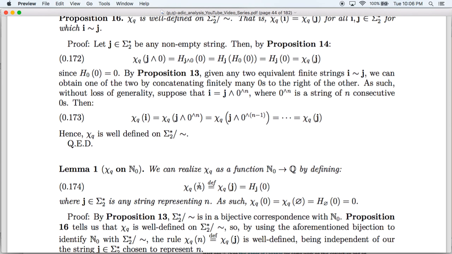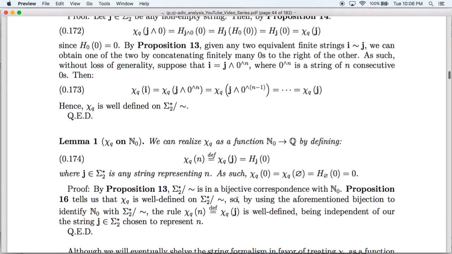This then allows us to define chi q as a function on the non-negative integers, where we define chi q of n is chi q of bold j, where bold j is any string representing n. In particular, we are treating the empty string as representing 0. This then tells us that chi q of 0 is 0. And the proof is by our proposition, which shows that chi q is well defined with respect to this equivalence relation.